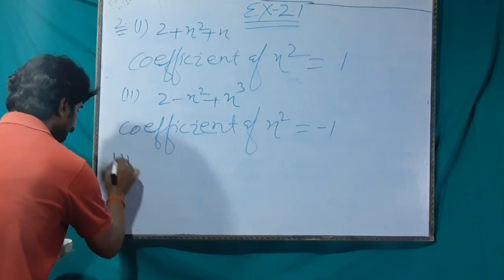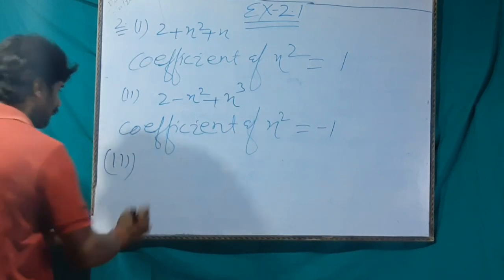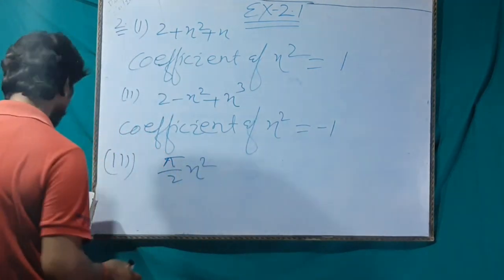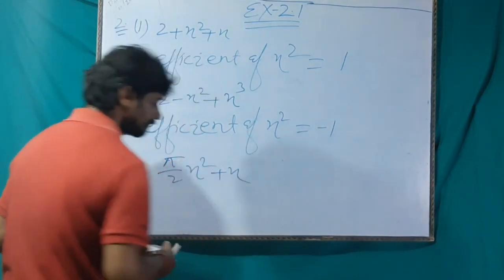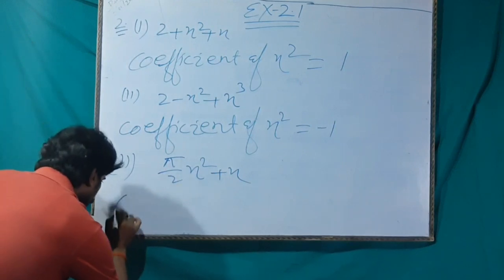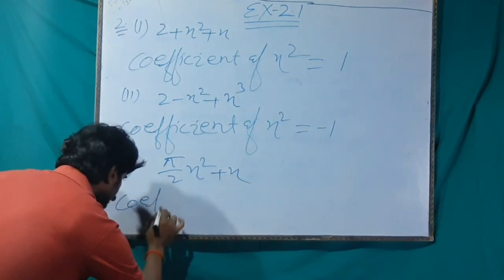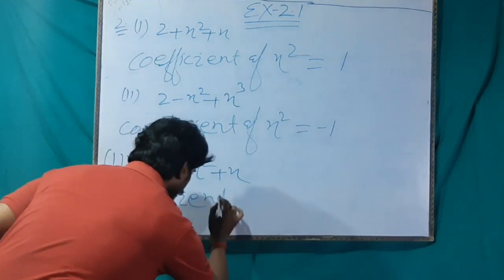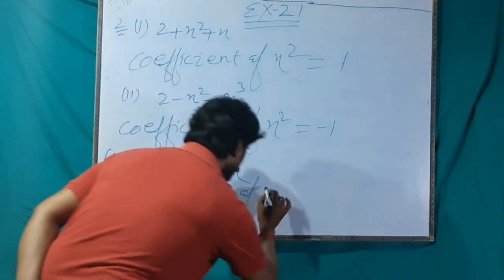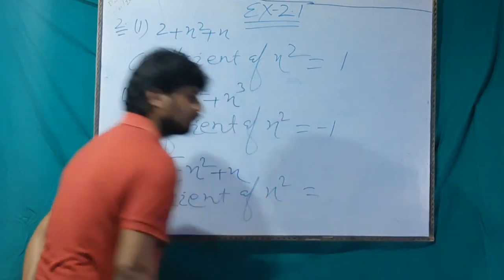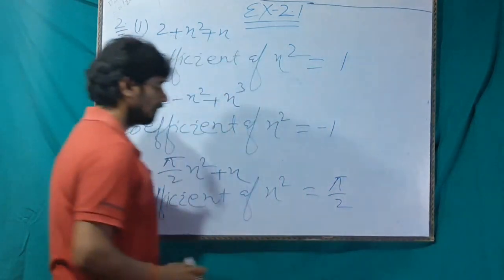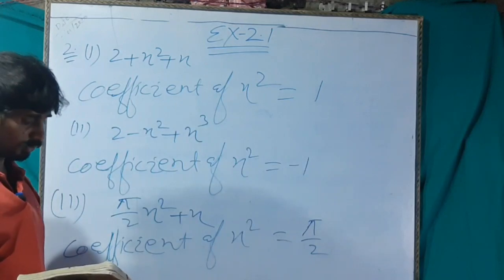Third, pi by 2 x square plus x. Here the coefficient of x square is equal to pi by 2. Next, root 2x minus 1.